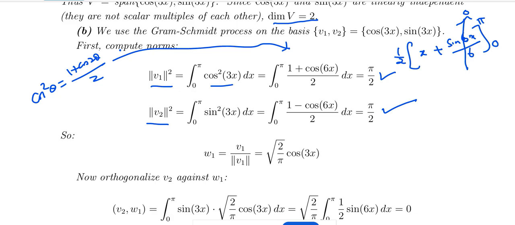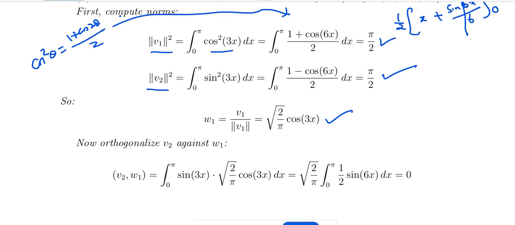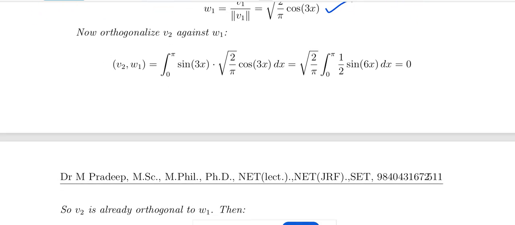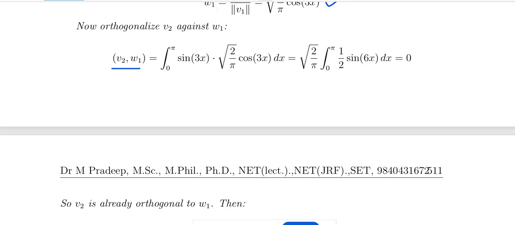So w1, how to construct w1? It is v1 by norm of v1. Norm of v1 is square root of pi by 2, and v1 is cos 3x, so w1 is root of 2 by pi times cos 3x. In the same way, to make v2 orthogonal against w1, we have to find the inner product of v2 and w1. v2 is sin 3x and w1 we just found; this is a product, so we cannot integrate directly. So we have to apply the sin a cos b formula. So sin a cos a is sin 2a whole divided by 2.